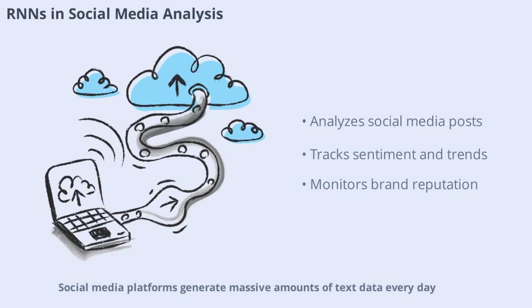Social media platforms generate massive amounts of text data every day. RNNs are used to analyze posts, comments, and messages, identifying trends, sentiment, and emerging topics. This helps companies monitor brand reputation, track public opinion, and respond to customer feedback in real time.